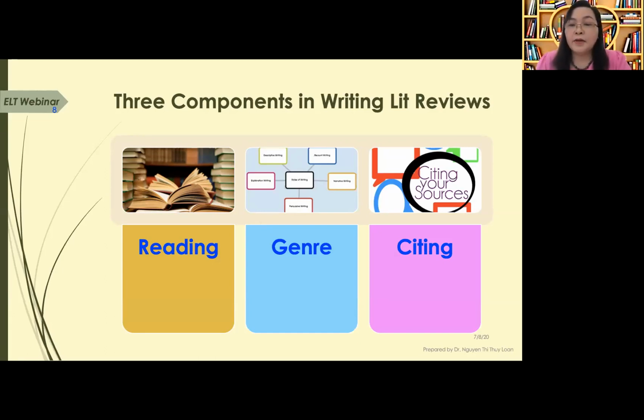And the last part is citation. You may think citation is just a convention we have to follow in writing academic text, but actually citation helps us a lot as writers in constructing our argument and also constructing our identities as researchers. So now let's go through each part one by one.